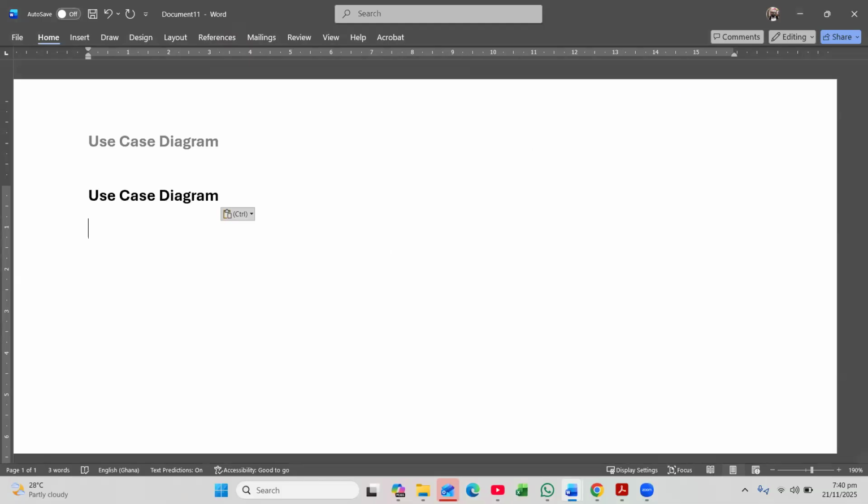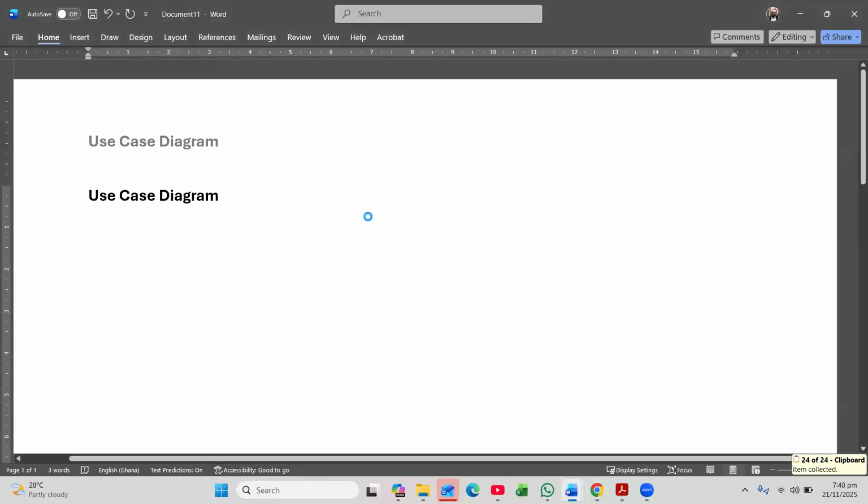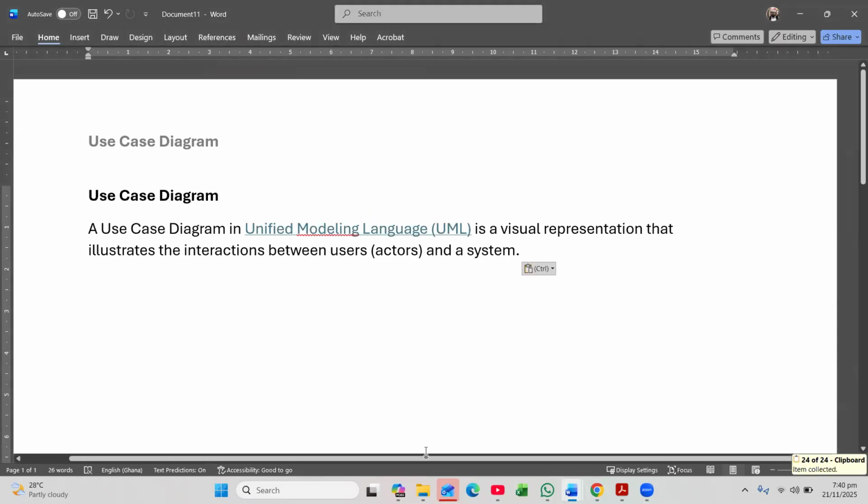The use case diagram forms part of the Unified Modeling Language. The Unified Modeling Language presents us with a language that we can use to give representation of artifacts, drawings, and so on and so forth. What does this mean? Over here, I have a use case diagram.